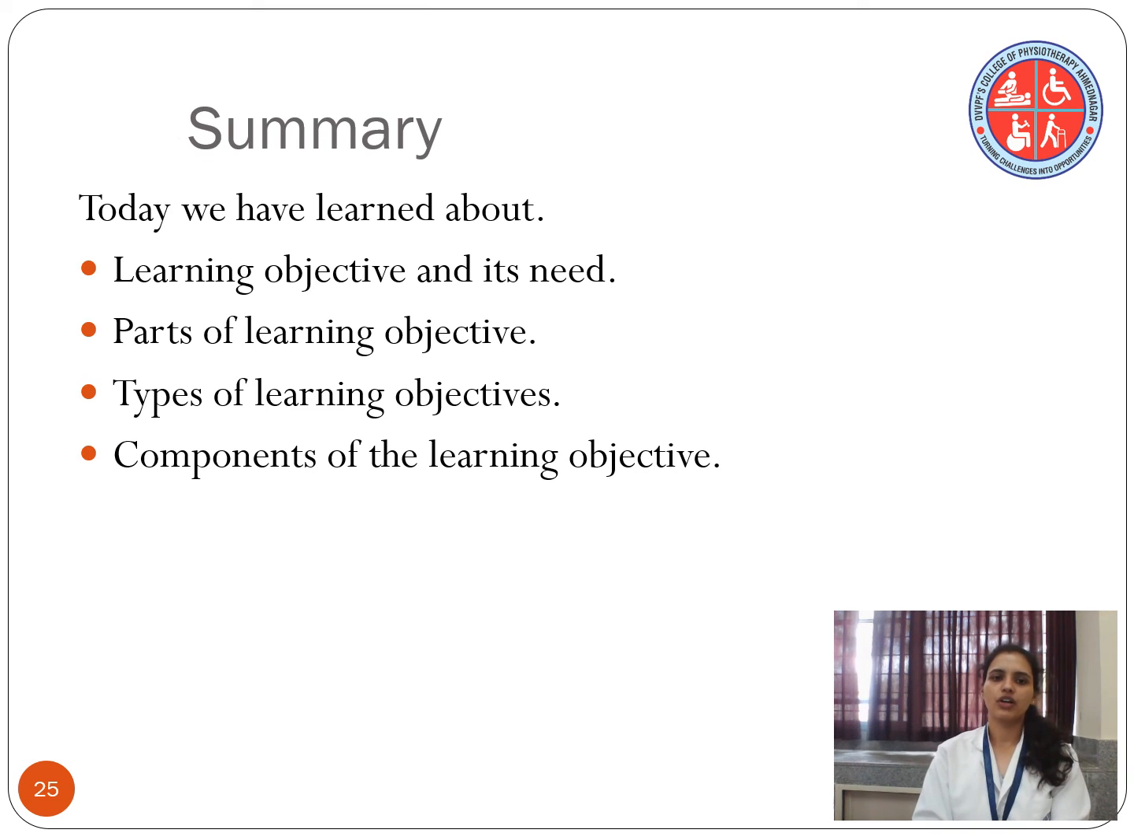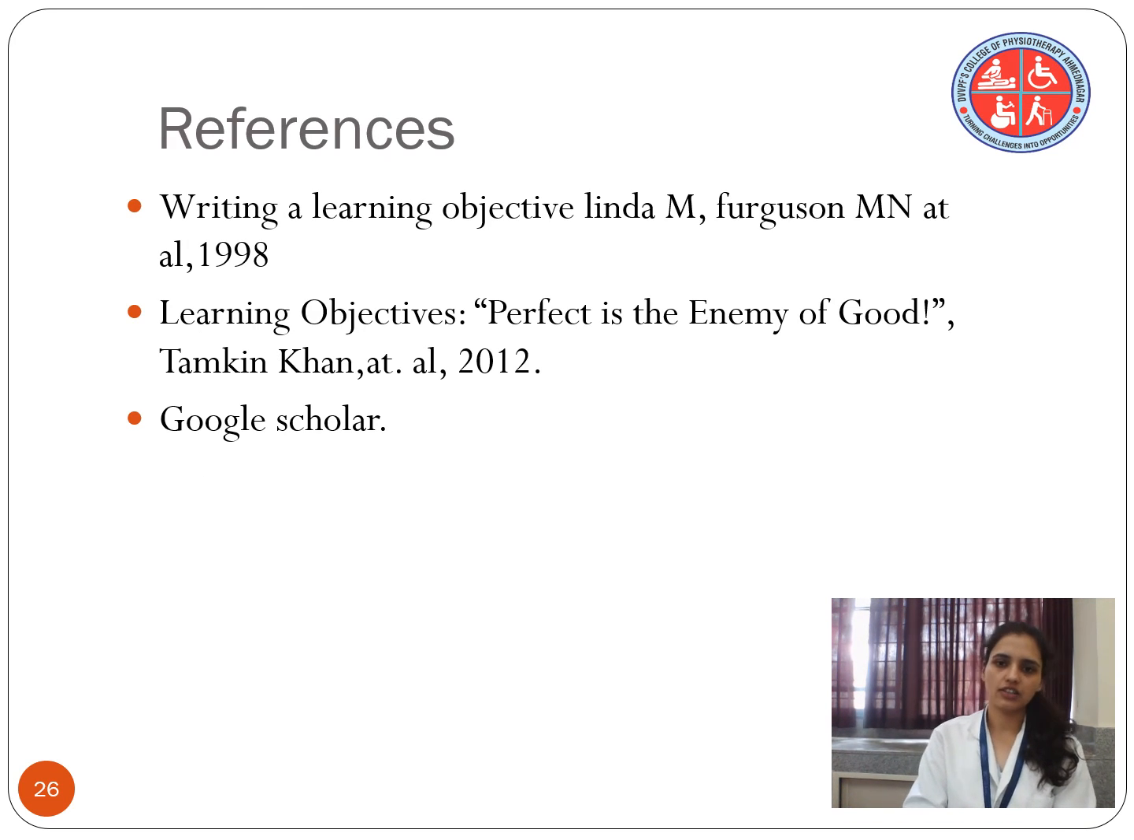So, in summary, in today's lecture we have learned what a learning objective is, the definition of a learning objective, then the different parts of a learning objective, then different types like Bloom's taxonomy and Miller's pyramid, then the different components of a learning objective, A, B, C, D. I have taken all the knowledge about learning objectives from different research articles from Google Scholar.